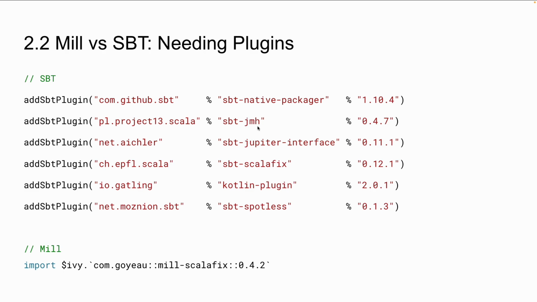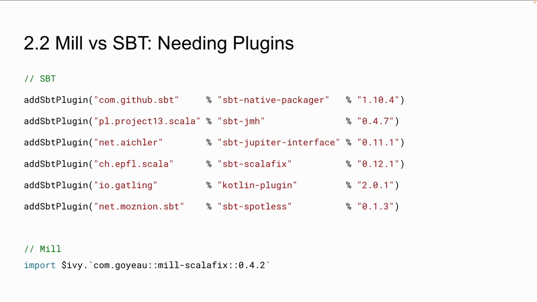Most projects want to run benchmarks. Jupiter is the most popular Java testing framework in the world, so many projects will want that. You want Scalafix, Kotlin, you want some kind of auto-formatter linter thing, which is what Spotless does. And in order to get this basic functionality in SBT, in Gatling in this case, we need to pull in 6 different plugins from 6 different organizations, from random people across the internet, and hope that they did a good job writing these plugins and making them correct and effective.